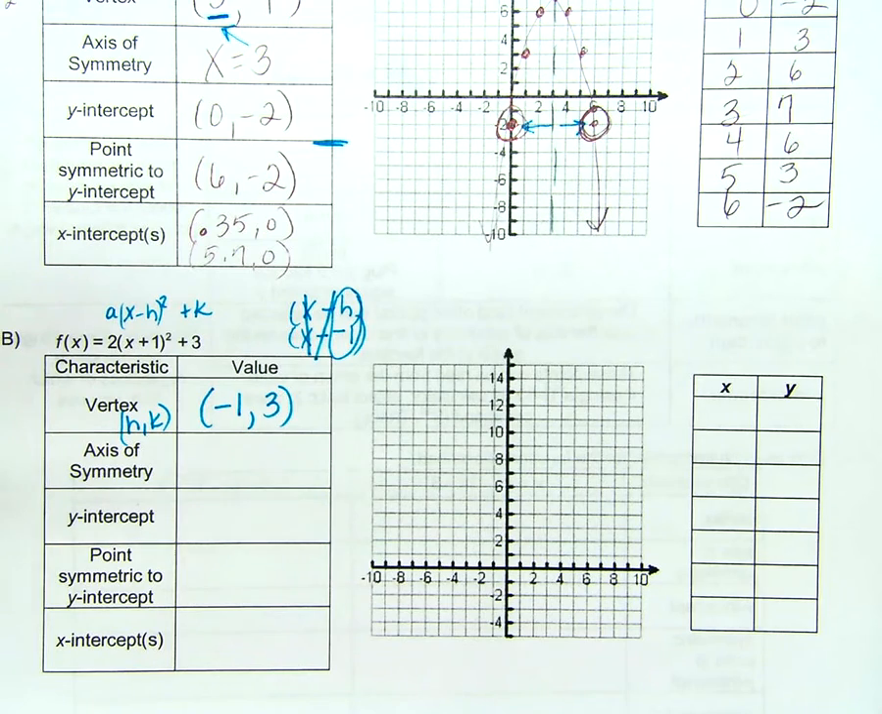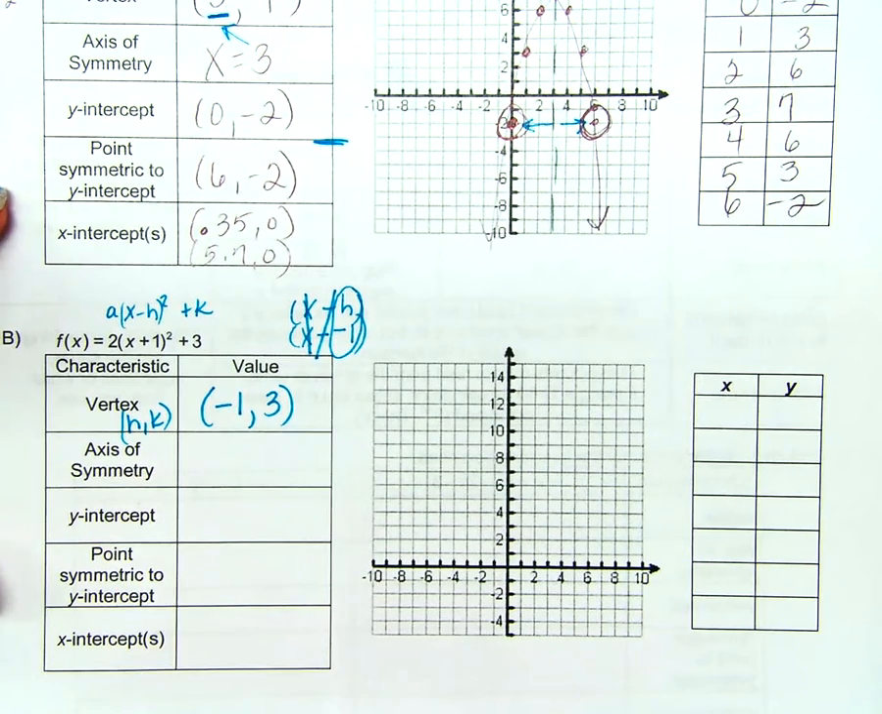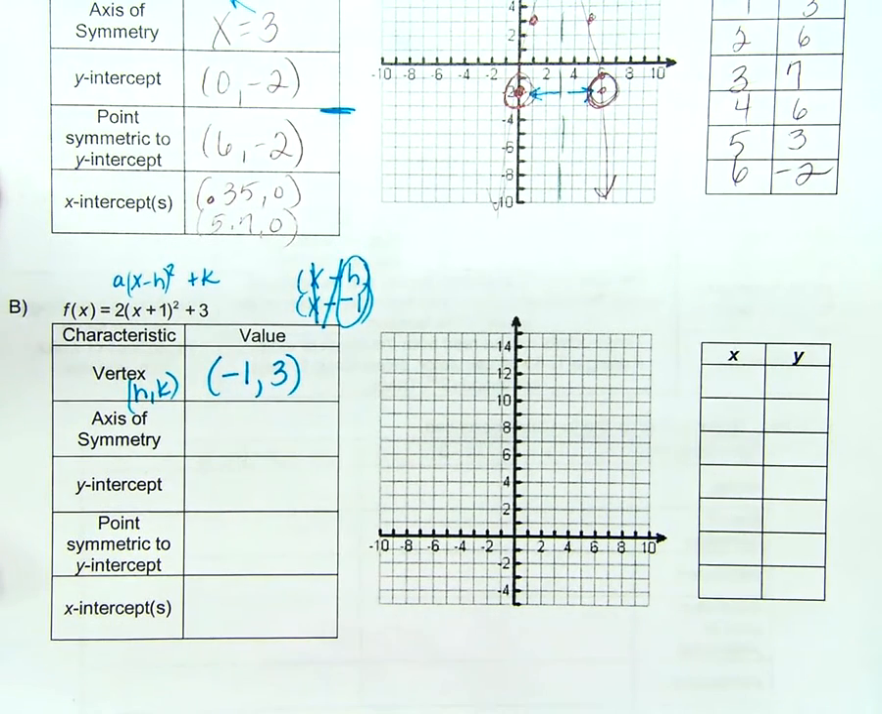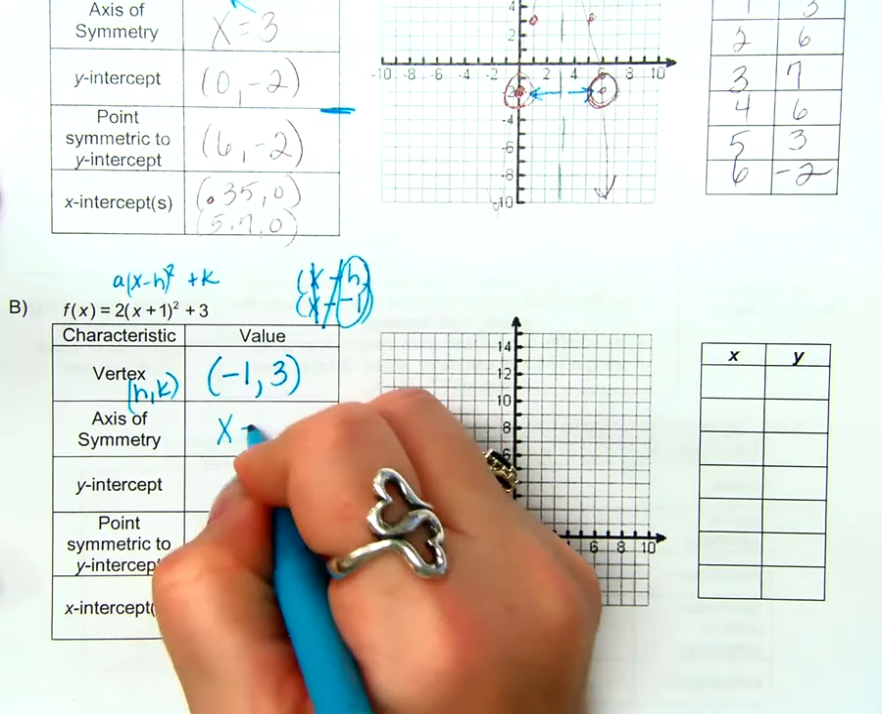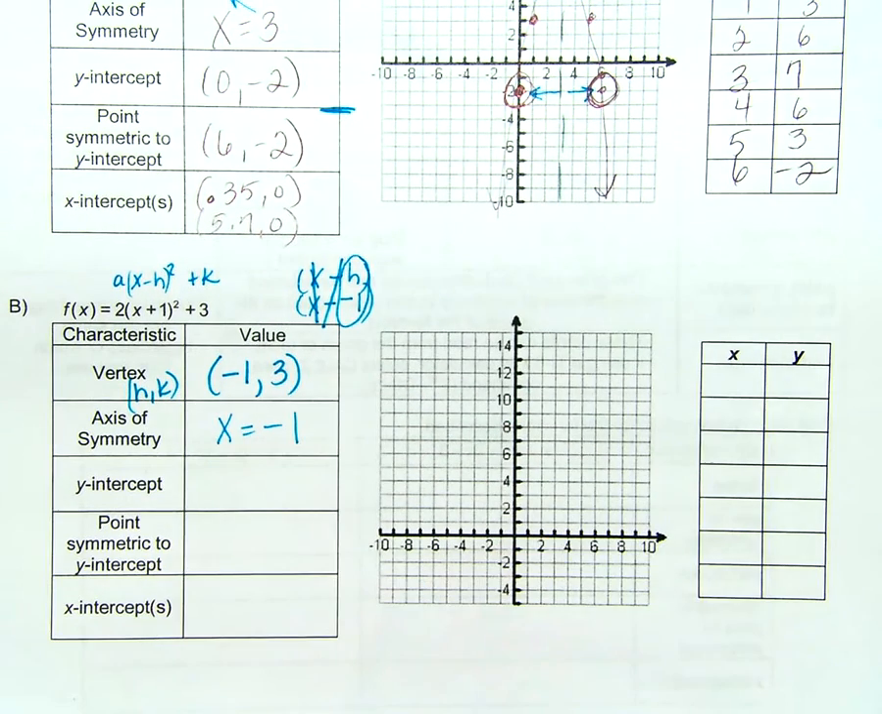Okay. So can somebody tell me the axis of symmetry? Super close. Yes, absolutely. X equals negative 1. Why do I have to write x equals negative 1 and not just negative 1?